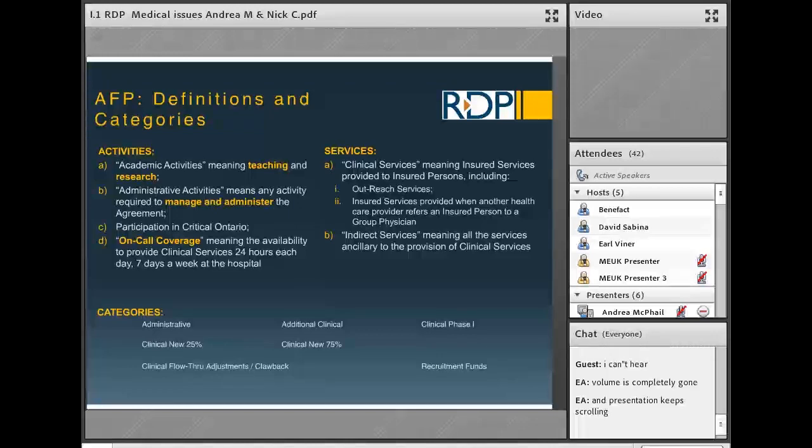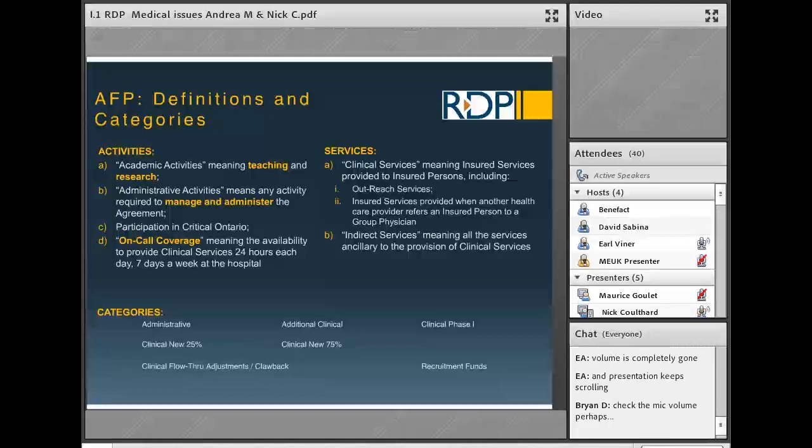And when we get a breakdown of the funding, it falls in a wide variety of categories, including administrative, additional clinical phase 1. There are some adjustments, and then there are also recruitment fees actually broken out when we do see these funding mechanisms.